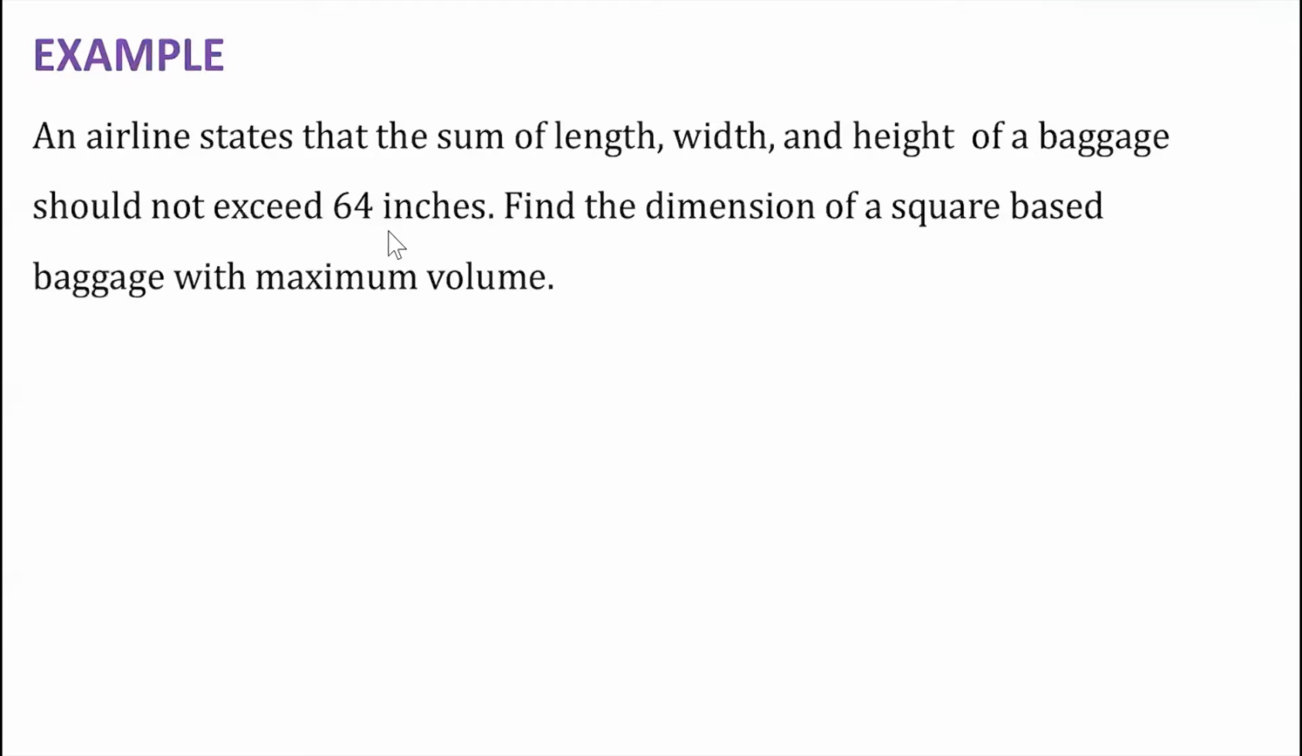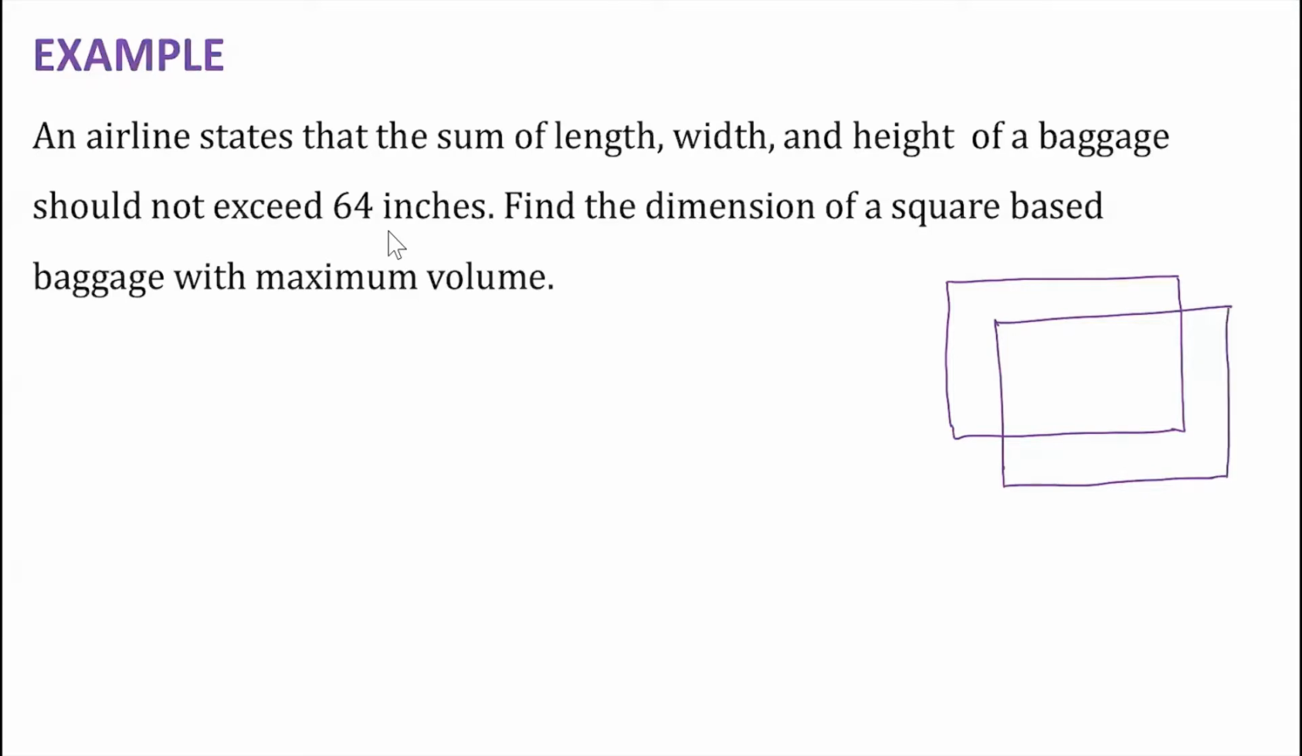So let's draw a box first, which is the baggage, in fact. I'm drawing a baggage over here with certain length, width, and height. Okay, that is my box. And we have to find the dimensions of a square-based baggage, meaning the base of the box must be square. That is, if the length is x inches, the width must be x inches. That is the square-based box.